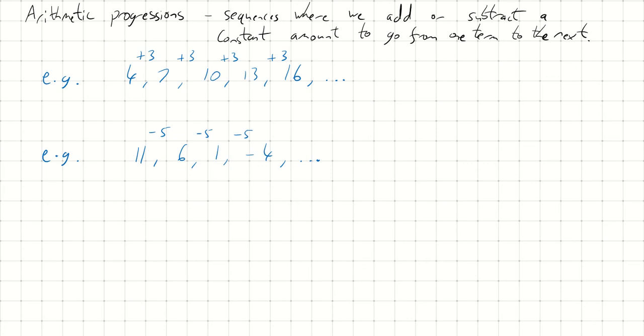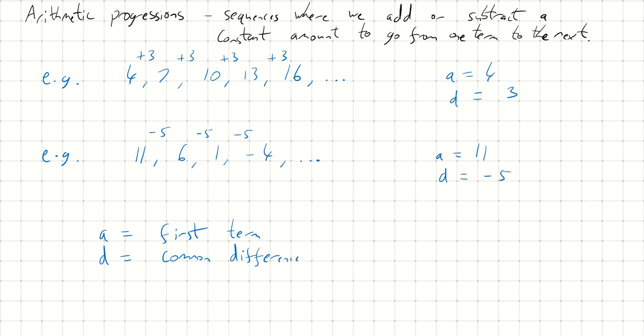Okay. When we're working with arithmetic progressions, there's a little bit of notation we need to be aware of. The letter A is used to denote the first term in our sequence, and D is used for the common difference, the thing we add or subtract each time. So going back to our first example, A, the first term, is just 4, and D, the common difference, is 3. Our second example, A, the first term, is 11, and D, the common difference, is minus 5.